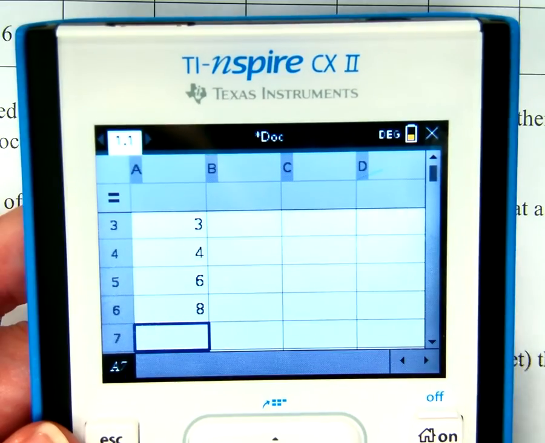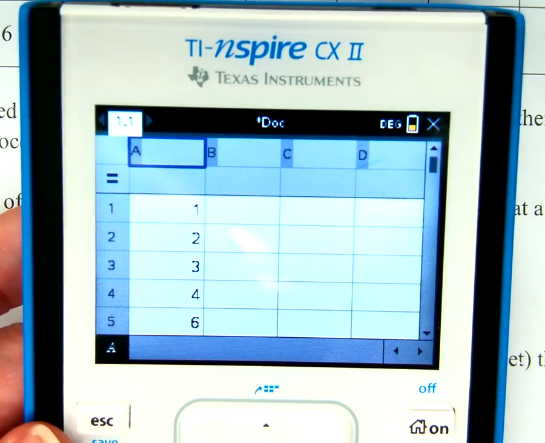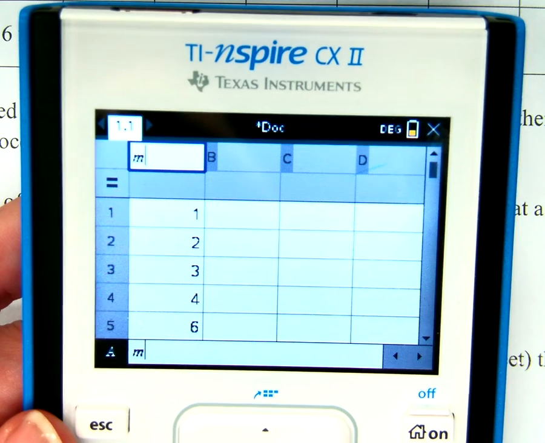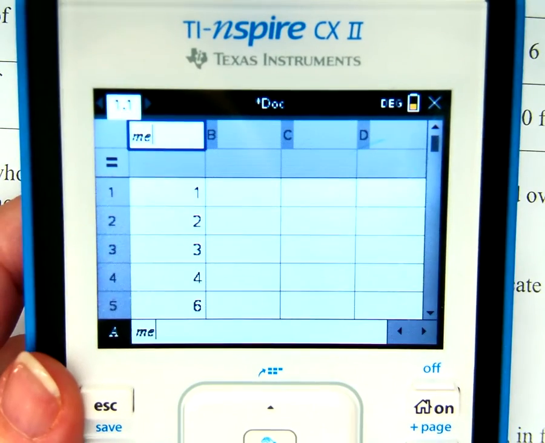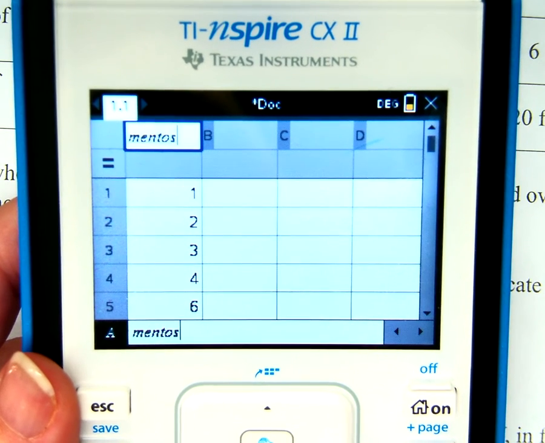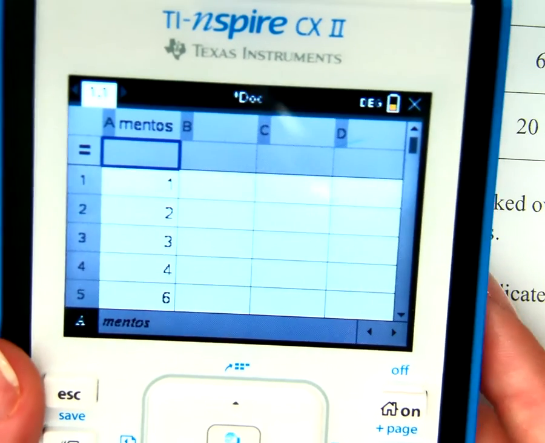Okay. And what should we call this column? X is boring. It doesn't mean anything to us. How about if we call it Mentos? Isn't that what it says? The number of Mentos? M-E-N-T-O-S. If you accidentally put in Mentors, that's fine. Nobody's going to look at your spelling but you.